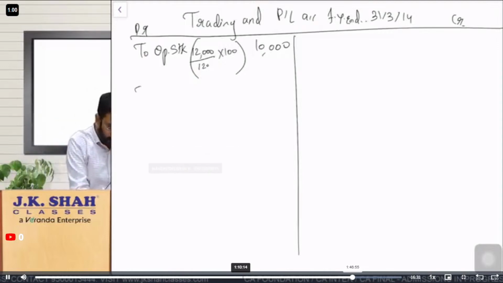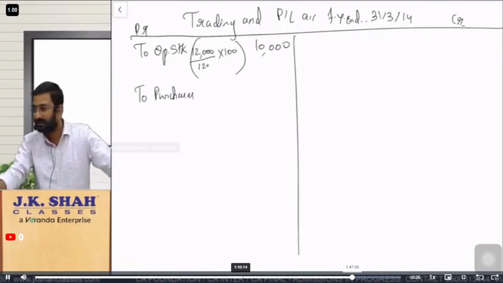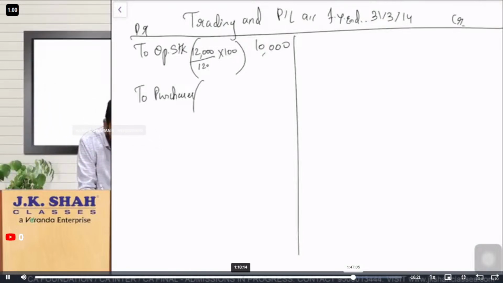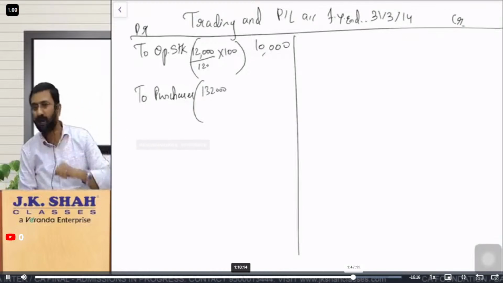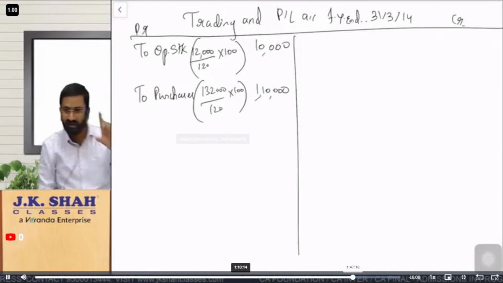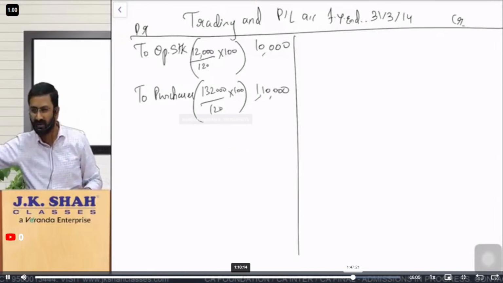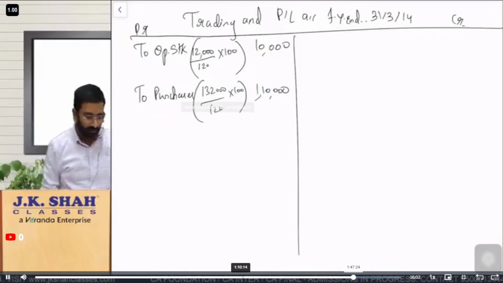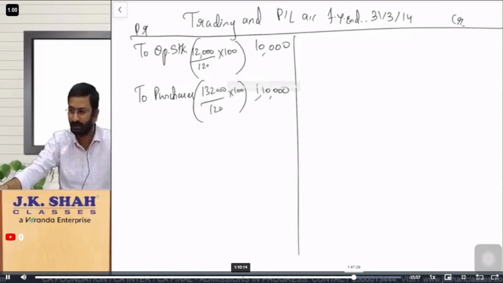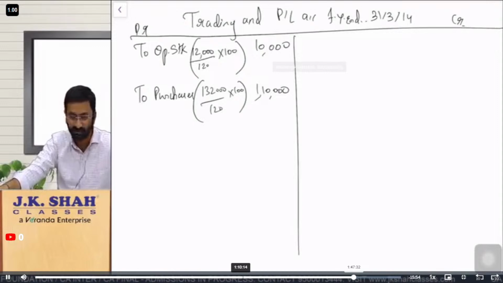Next, purchases. Goods sent to the branch is given. How much is sent to the branch? 1,32,000 is sent. That is at which price? Invoice price, 120 value, so at 100 value it is 1,10,000. Goods lost is there, 2,500. Either you can minus it from purchases or you can put it on the credit side. Do whatever you want.